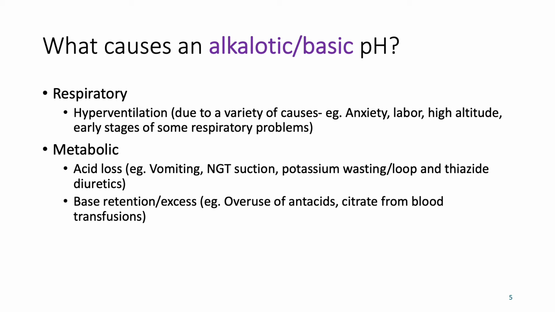Now, reasons for base retention causing metabolic alkalosis: obviously, overconsumption of alkaline substances like antacids would cause base excess, but also patients who receive massive blood transfusions are at risk for metabolic alkalosis. The reason is that blood transfusions are administered with something called citrate, which is used as an anticoagulant. And citrate, when it's in the body, is converted to bicarbonate in the liver. So now we have excess bicarbonate, excess base, which would be metabolic alkalosis.